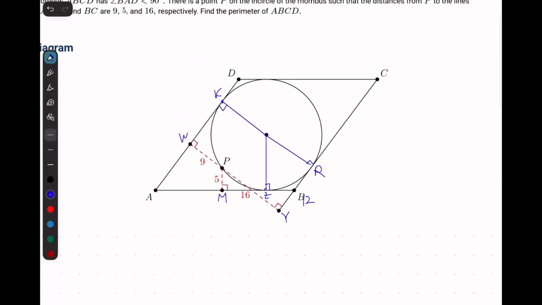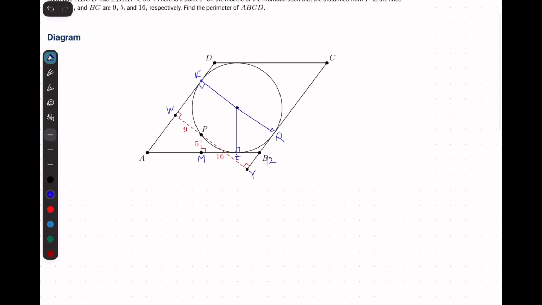Now, to find the perimeter of this rhombus, we have to find the length of one side, so AD, DC, CB, or BA. However, to do that, we have to split these sides into a few segments. Now, let's say that the line that's perpendicular to AD from P is W, AB is M, and CB extended to the B side is Y. And let's say that these points are K, R, and Z.